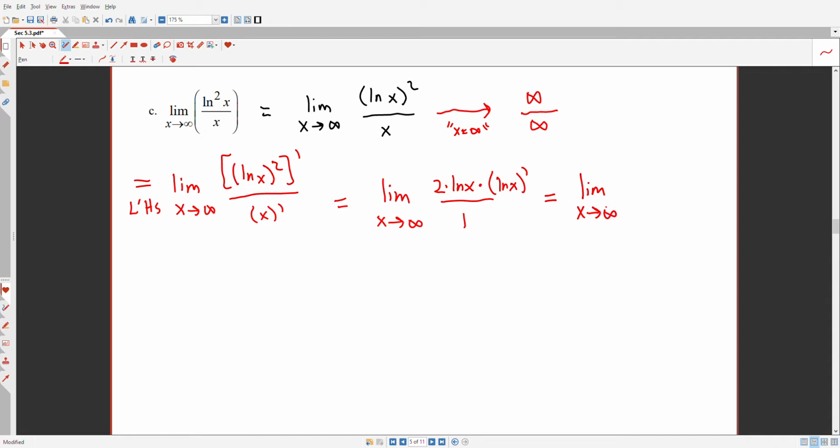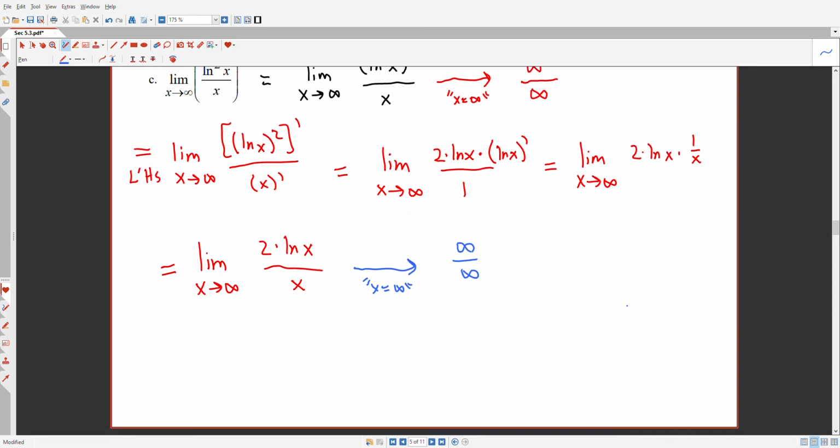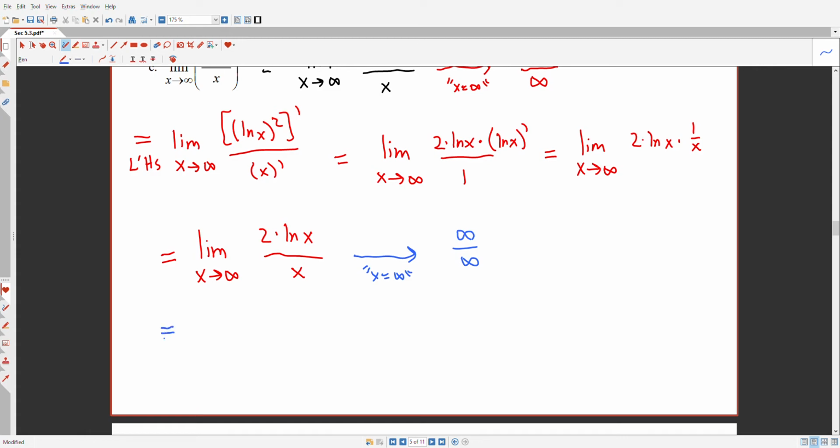And so what do I get? I have 2 times the natural log of x times 1 over x. Alright, so now I have the limit as x goes to infinity of 2 natural log of x divided by x. And here's a great thing. Now you say, okay, I did L'Hopital's rule. Now let me plug in, and I'll switch colors because I'm getting tired of looking at all this red. Now let me try to plug in again. X equals infinity. And what do I get? I get infinity over infinity again. Okay, so I can either give up or I can say, well, I'm going to use L'Hopital's a second time.